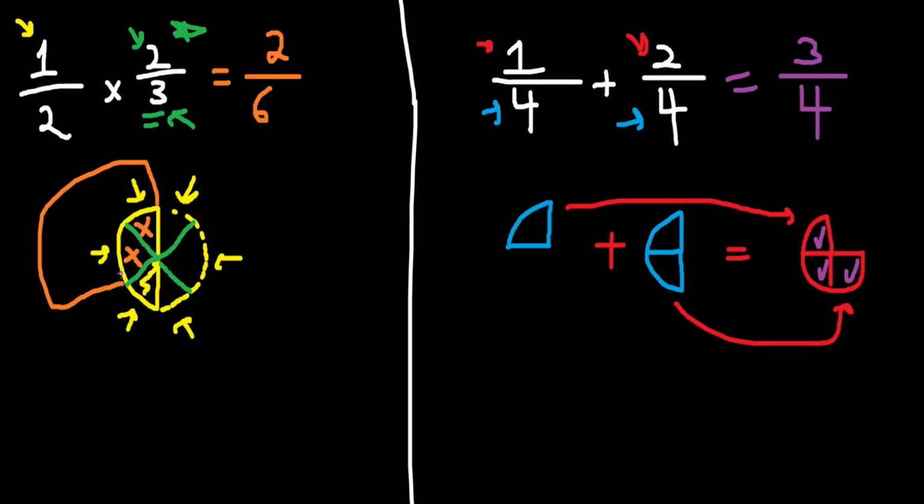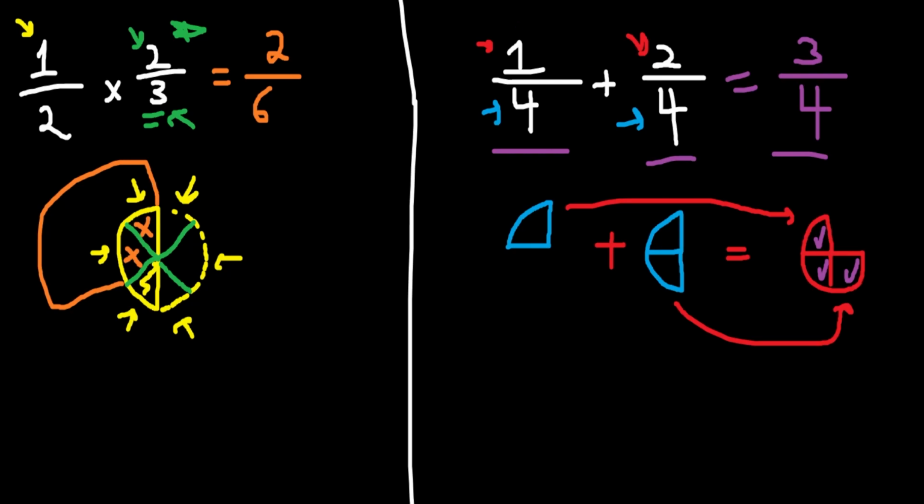Whereas over here, I've got 2 pieces of 6. I would need another 4 pieces in order to make 1. So over here, I started with 1/2. I ended with a 1/6 because multiplication changes the size of your pieces. Whereas over here, I started with 4ths and I ended with 4ths because addition doesn't really change how big the pieces are. It just tells you how many pieces you have to work with.